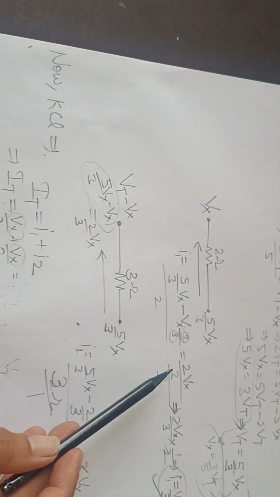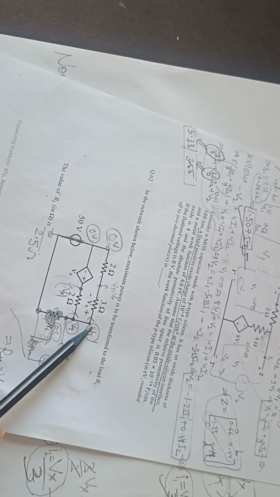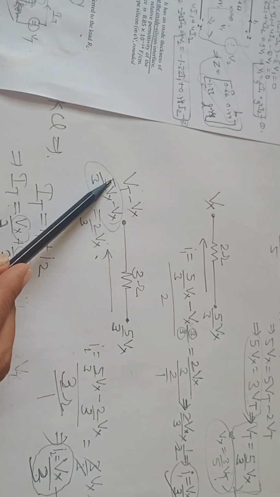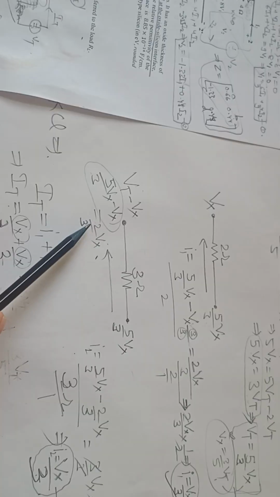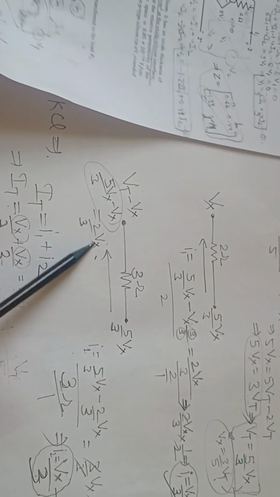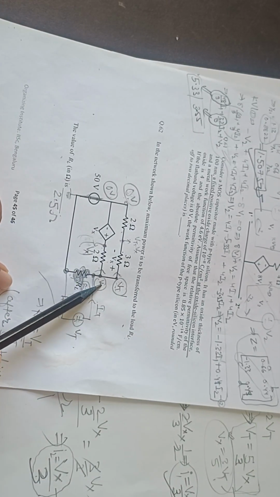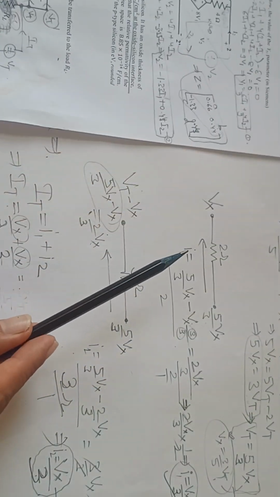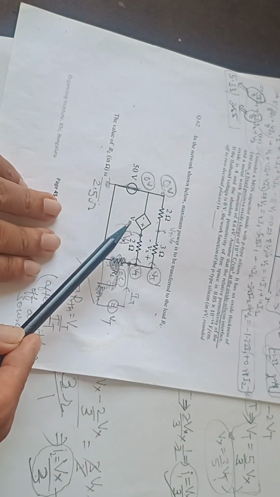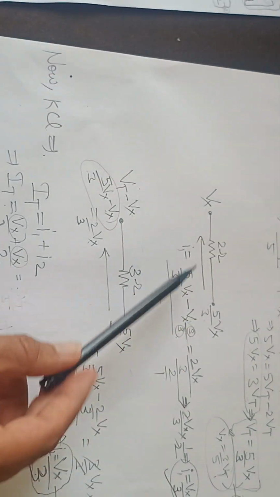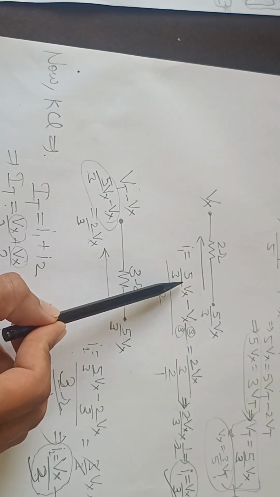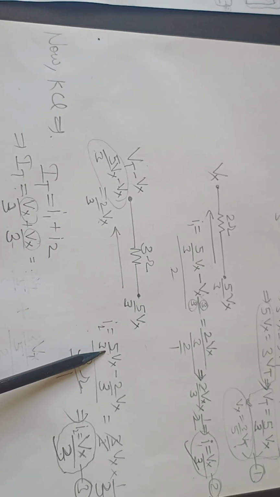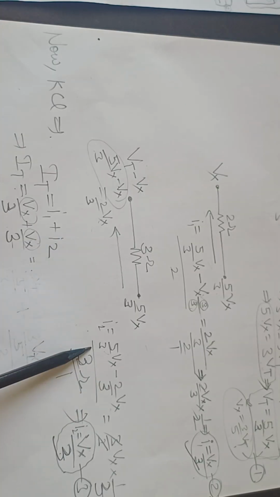Okay, so Vt is 5 by 3 Vx, and Vt minus Vx is 5 by 3 Vx minus Vx, so this is 2 by 3 Vx. And this is 5 by 3 Vx, and this part is Vx. So the current we can find out: I1 will be 5 by 3 Vx minus Vx upon 2, and here the current will be 5 by 3 Vx minus 2 by 3 Vx, divided by 3.